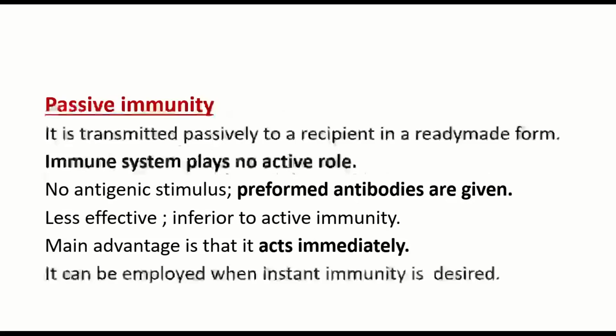What is passive immunity? It is transmitted passively to the recipient in a ready-made form. That means our immune system doesn't play any role. There is no active participation of our immune system. No antigenic stimulus, preformed antibodies are given. So it is less effective and inferior to active immunity. But there is an advantage. What is the advantage? It acts immediately.